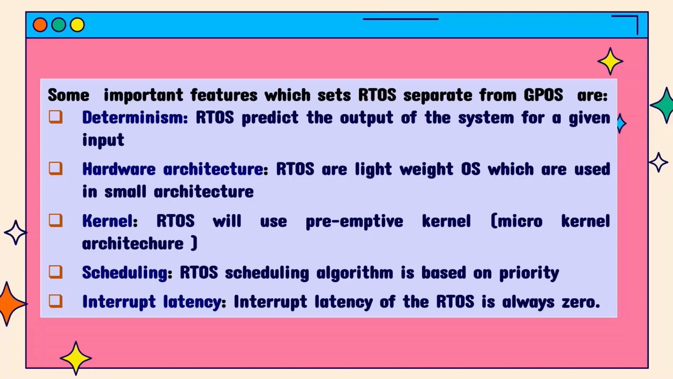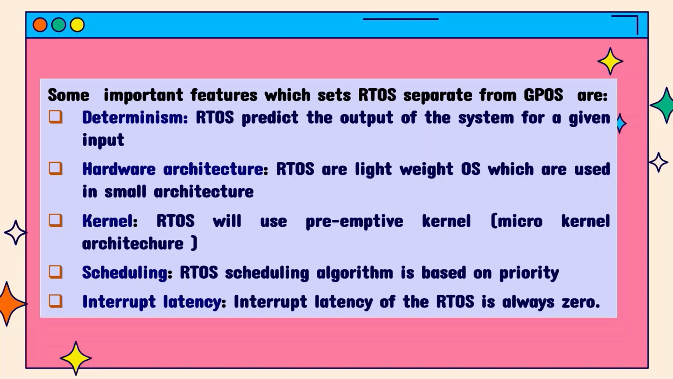RTOS will use a preemptive kernel, whereas normal GPOS will use a non-preemptive kernel. A preemptive kernel will run in kernel mode and process the threads according to the priority. If a high priority process comes to the CPU, the preemptive kernel will immediately treat all the other processes as external processes, context switch to the high priority process and process it.